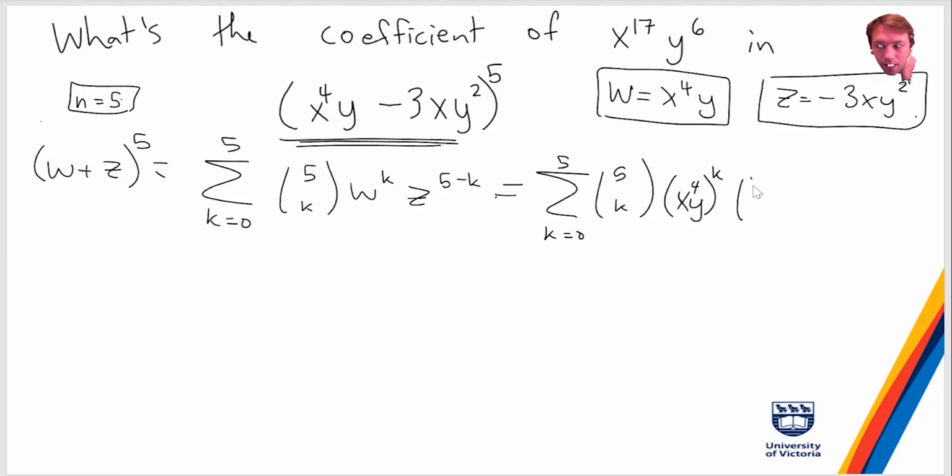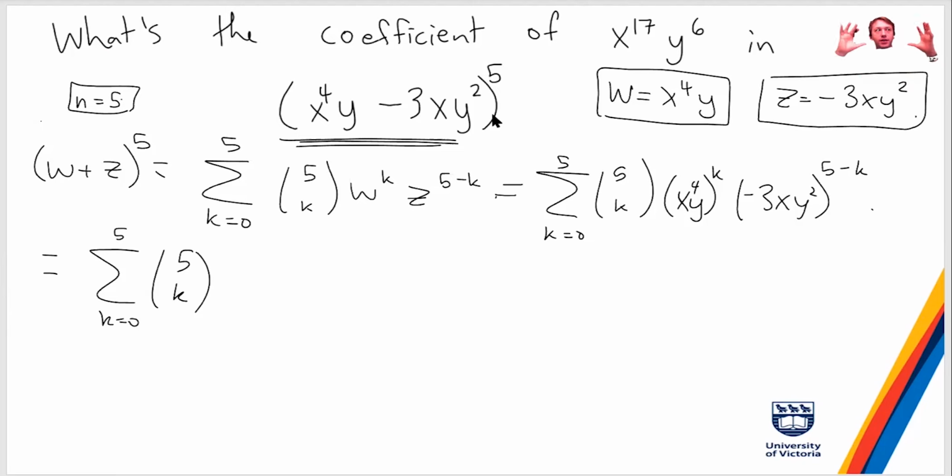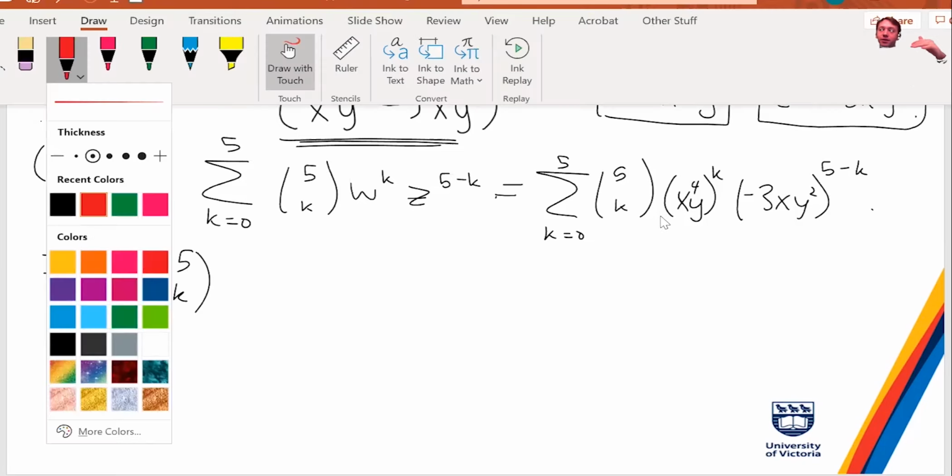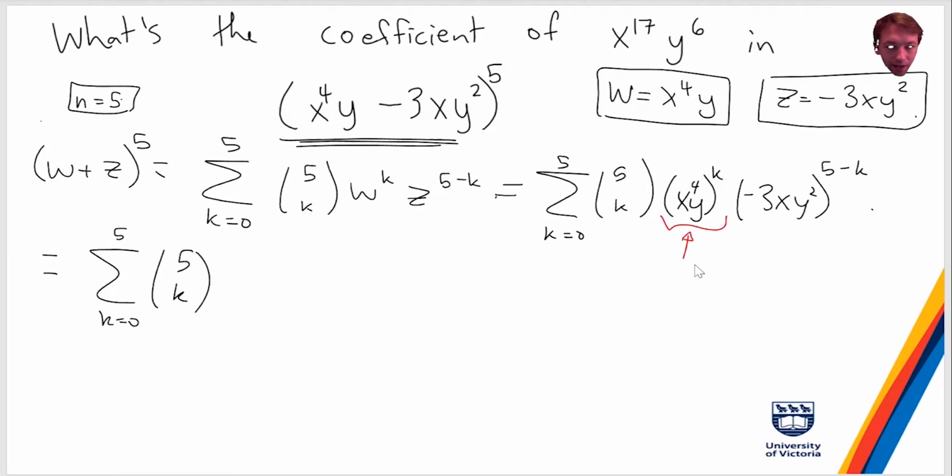So what are we going to get here? Maybe I'll just do it a little slower. So x to the 4y all to the k, and then a negative 3xy squared all to the 5 minus k. Now we remember how exponents work, right? When you take something to some exponent, and then you put that to another exponent, the exponents multiply. So 5 choose k. So this factor becomes x to the 4k, y to the k.